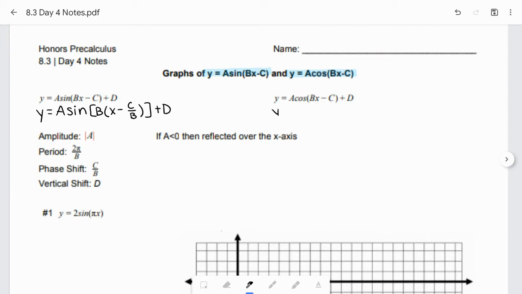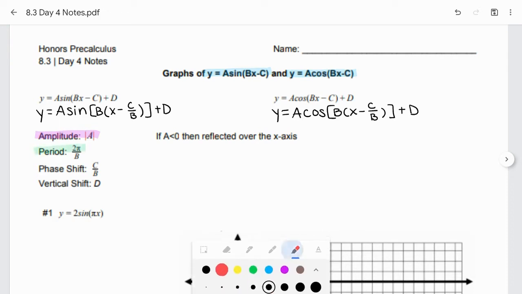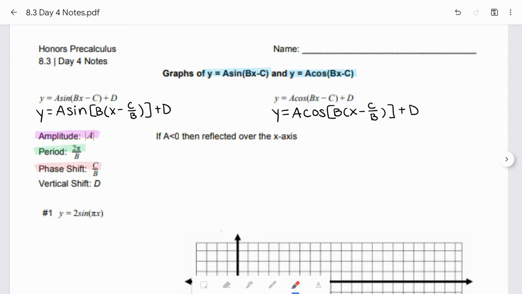I would do the same thing for cosine. So y equals a times cosine, then factor out your b, so you're left with x minus c over b, plus d. Our amplitude is always going to be the absolute value of a. That's how high our graph is going to go and how low it's going to go. Our period is written as 2 pi over b. That's how we can find the period. Our phase shift is going to be c over b, and our vertical shift is d.